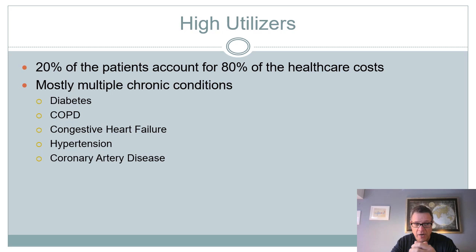Now, who are these folks? Now, these are folks mainly with multiple chronic conditions. So you have things such as diabetes, COPD, congestive heart failure, hypertension, coronary artery disease, kidney failure.